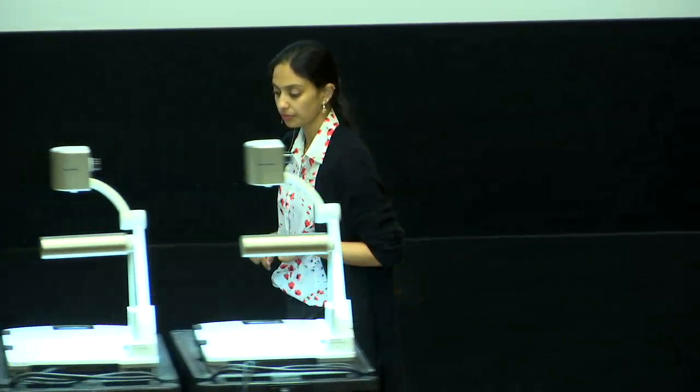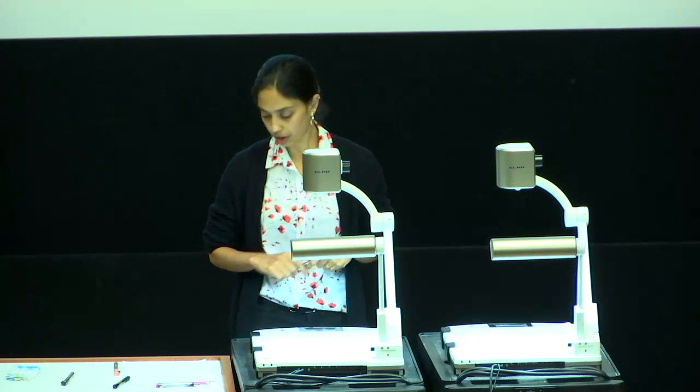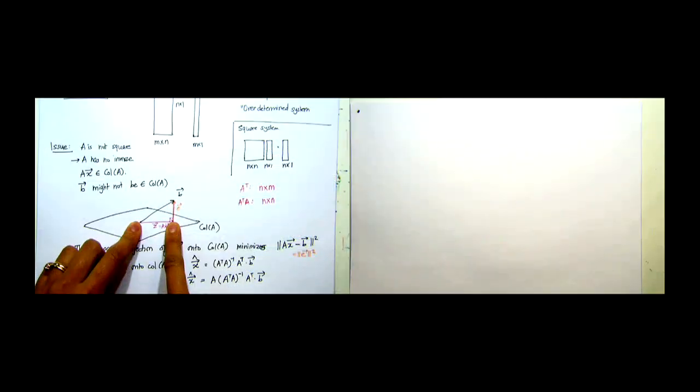Yeah. Is x hat the direction of our projection? I wouldn't think of it really as the direction per se. Our projection is basically this vector z, which is A x hat.